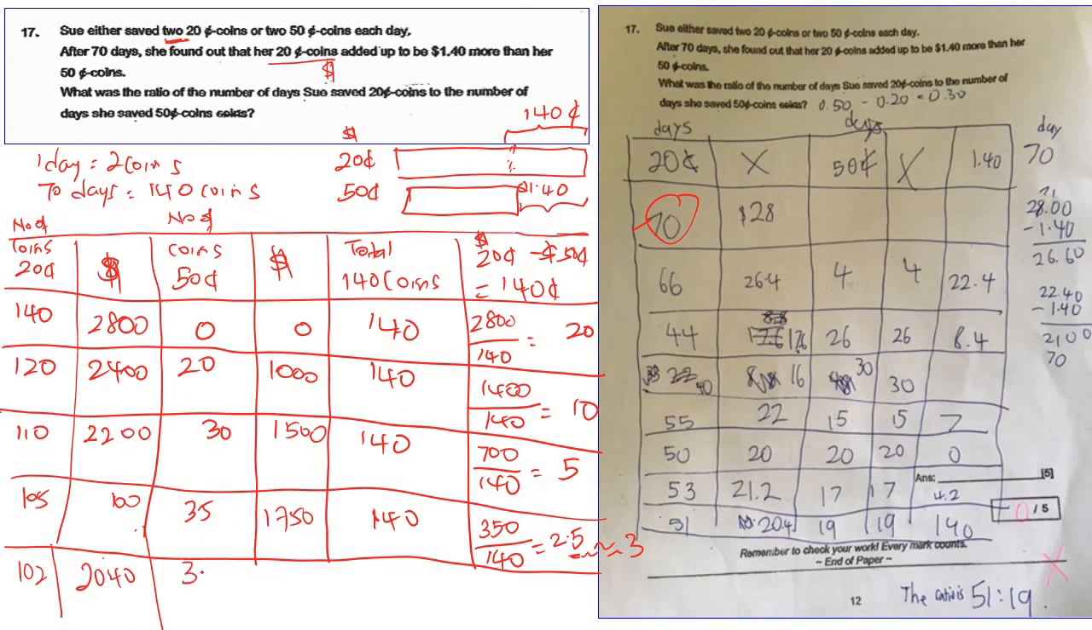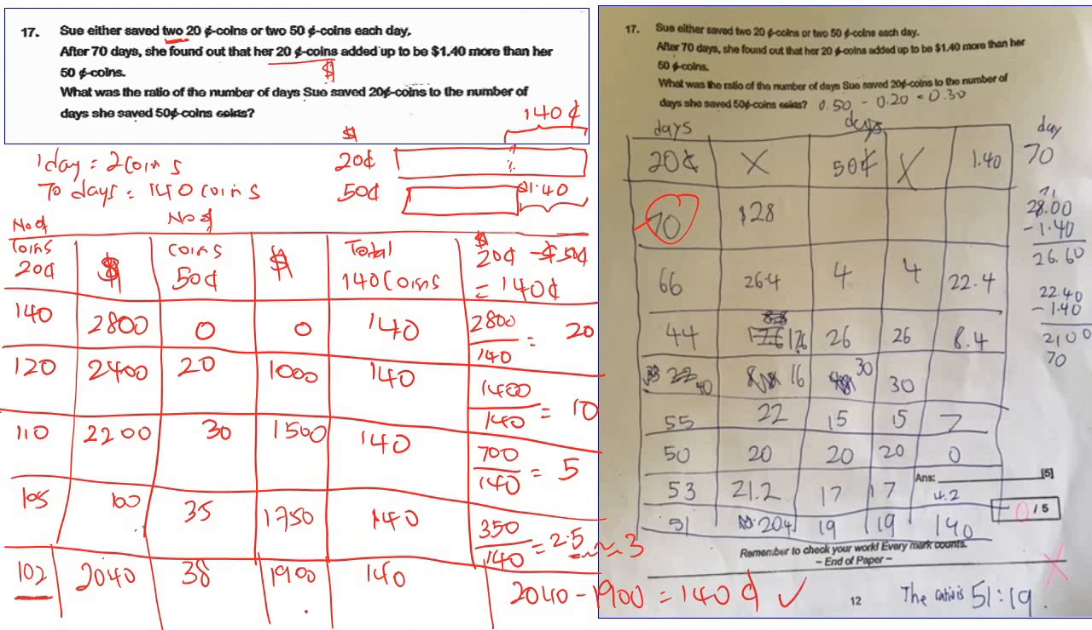Then here is 38, then 49. And then, when you do the minus, 2040 minus 1900, you have 140 cents, which is the correct one.